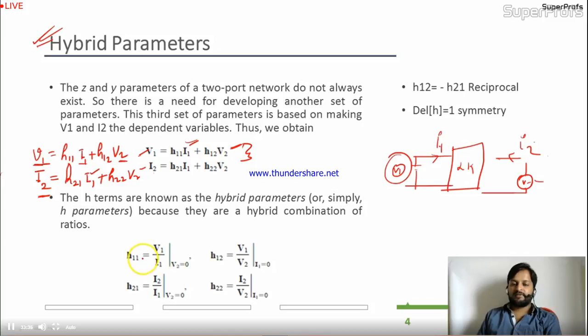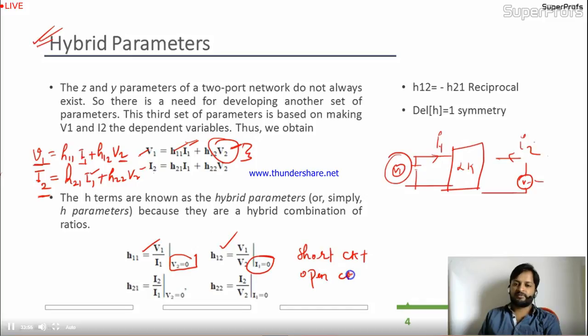This thing we have done earlier. If you want to calculate H11, you have to turn off V2, and you will get H11. If you want to calculate H12, you have to turn off I1, like this. It means in this H parameter, you are performing short circuits and you are performing open circuits also to get the different values of H11, H12, H21 and H22. Is it okay?